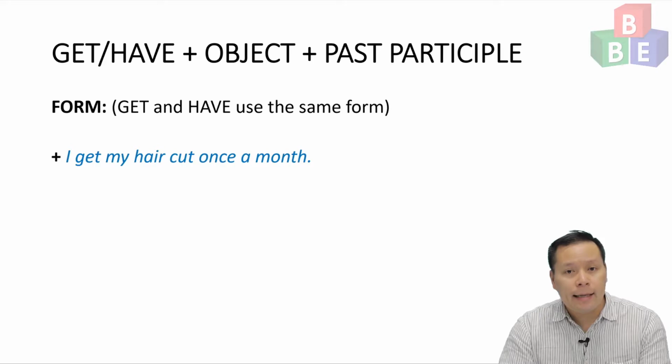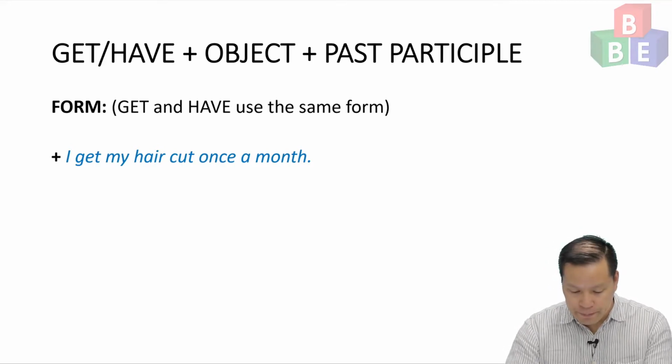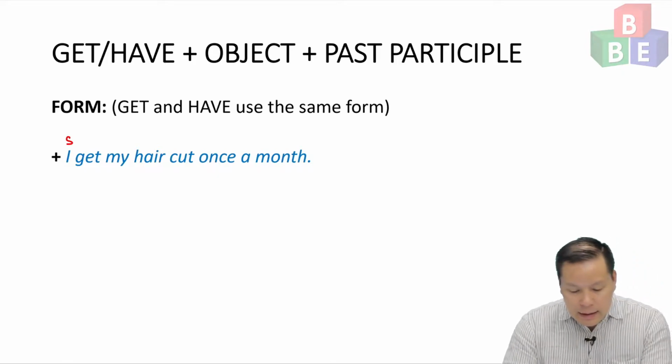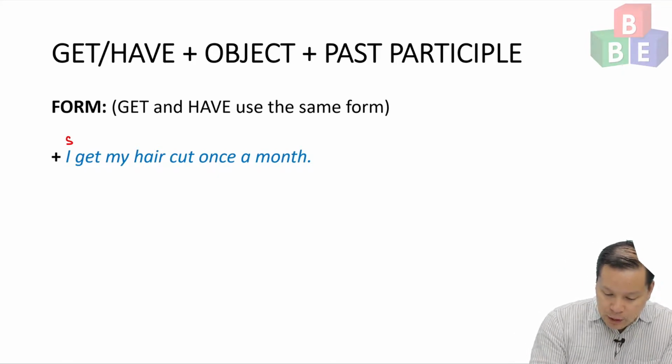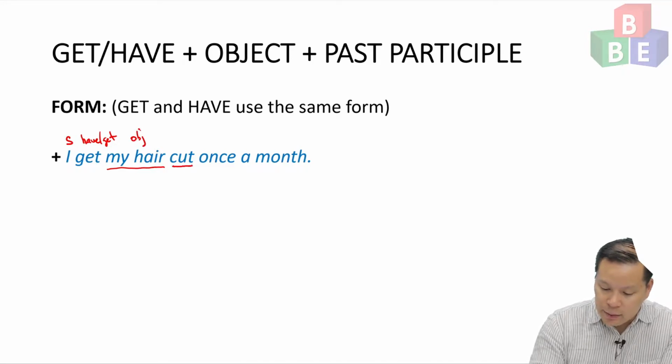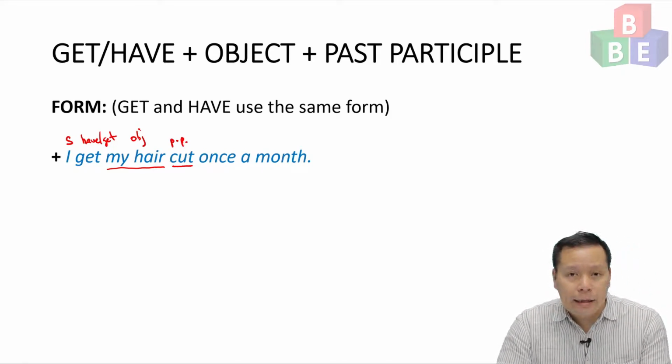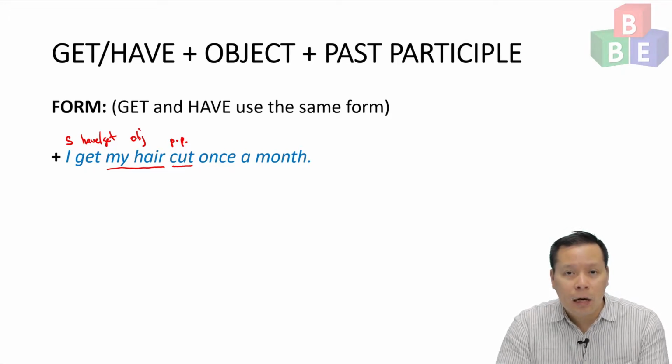I get my hair cut once a month. Here we have a subject. The verb is get, but we can also say have or get. The object here is my hair. And the verb, or the past participle, here is cut. As you know, cut is an irregular verb, and the forms of cut are cut, cut, and cut.